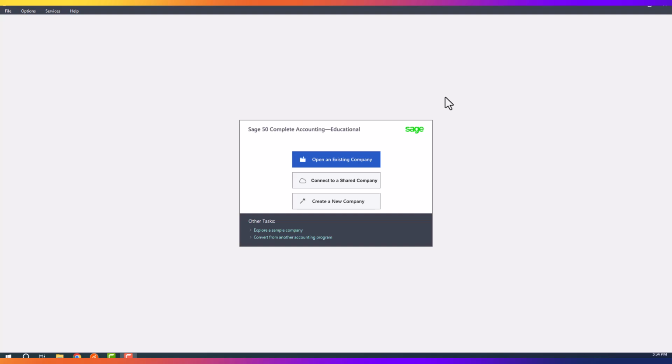Then we'll go through the end of period adjusting entries that need to be made before preparing the financial statements. Once those adjustments are complete, we'll generate those financial statements, and then we'll close the fiscal year in Sage and create a post-closing trial balance to verify that everything carried forward correctly.